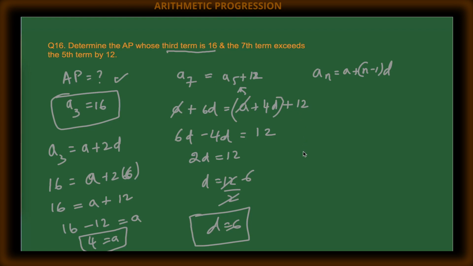So can we form it? Yes, we have a is 4. The difference is 6. So 4 plus 6, we can add, and it becomes 10. Then subsequently we add 10 plus 6, which is 16. So how do you do? The general form of an AP is a comma a plus d comma a plus 2d. Okay, so this is how you can form. So this is an arithmetic progression.